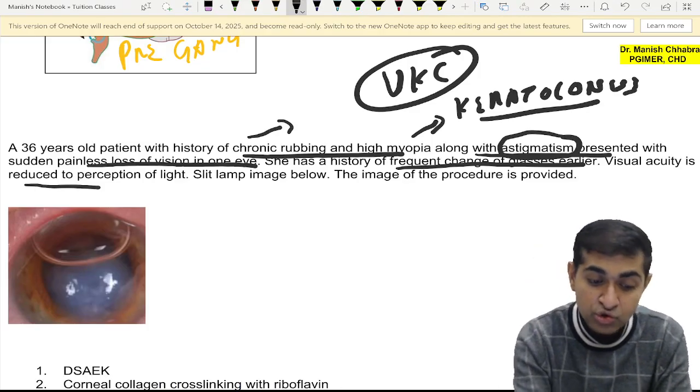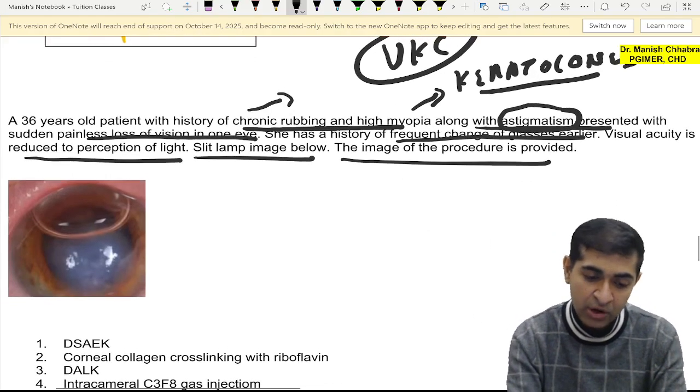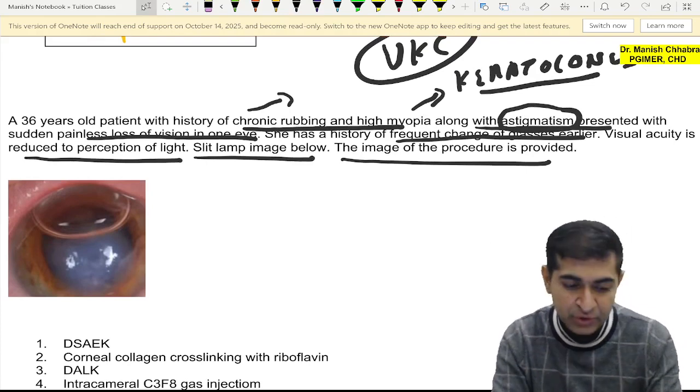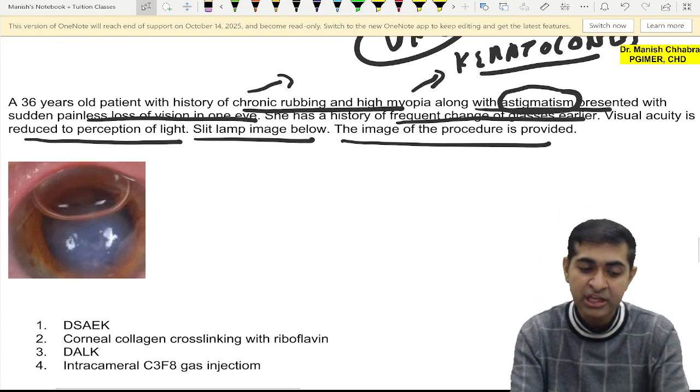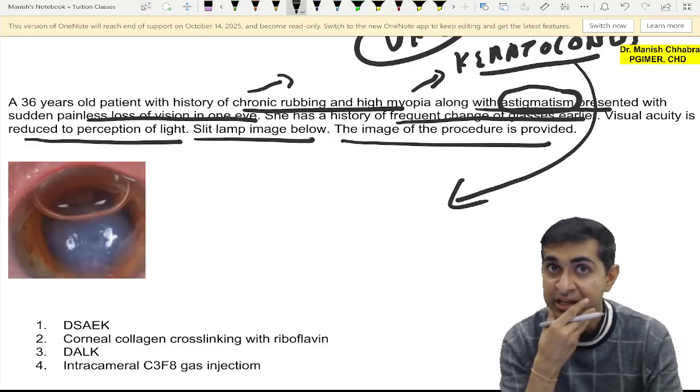Visual acuity is reduced to perception of light. Slit lamp image is shown below. The image of procedure is provided. Okay, so what do you feel, what is done? So basically they want to know which procedure has been done. Now what are the treatment modalities in keratoconus?